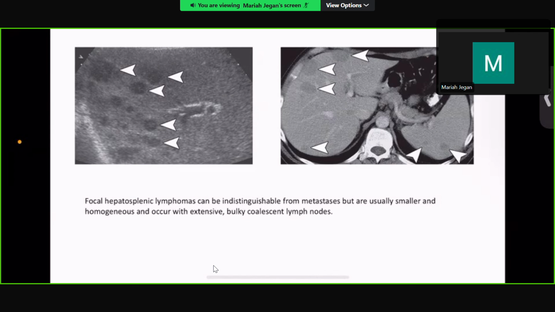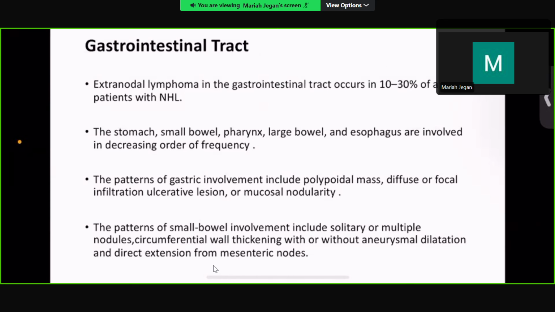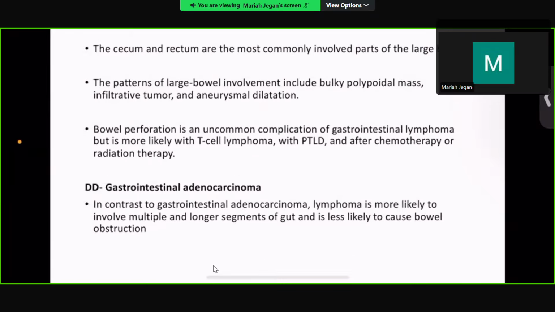GI tract. Extranodal lymphoma in the GI tract occurs in 10 to 30% of all patients with NHL. The stomach, small bowel, pharynx, large bowel, and esophagus are involved in decreasing order of frequency. The patterns of GI involvement include polypoidal mass, diffuse or focal infiltration, ulcerative lesion, or mucosal nodularity. The cecum and rectum are the most commonly involved parts of the large bowel. The patterns of large bowel involvement include bulky polypoidal mass, infiltrative tumor, and aneurysmal dilatation.